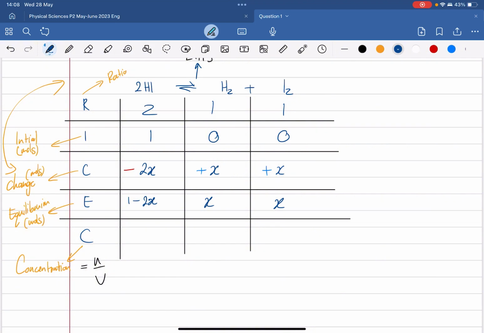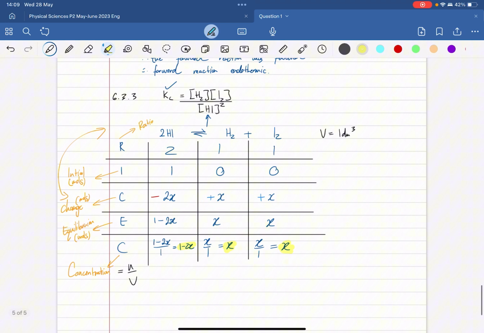And then we're told that the volume is equal to 1 decimeter cubed in the question. So whenever we're trying to calculate the concentration, we're just going to divide by the volume of 1. So we're going to have 1 minus 2x over 1, which gives you 1 minus 2x. You've got x over 1, that's going to give you x. You've got x over 1, that's going to give you x. And this represents the concentrations at equilibrium.